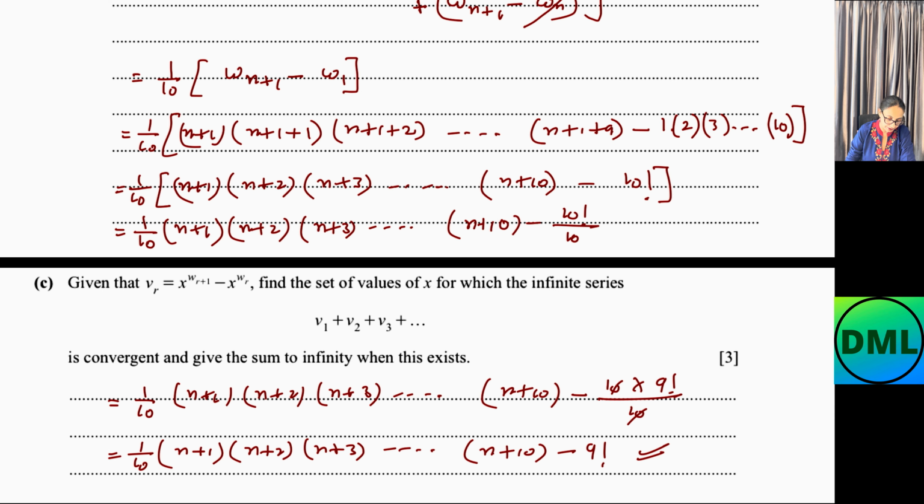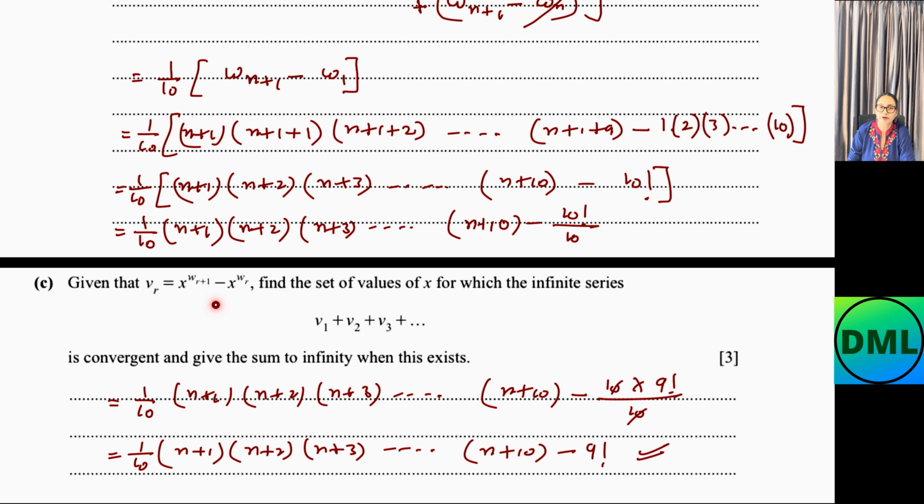Let's see the third part here. Given that Vr is equal to x raised to the power Wr plus 1 minus x raised to the power Wr, find the set of values for x for which the infinite series V1, V2, V3, addition of all of them till it goes on, is convergent, and give the sum to infinity when this exists. I need to calculate V1 plus V2 plus V3 and so on.